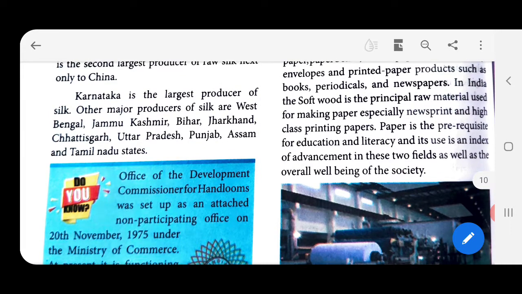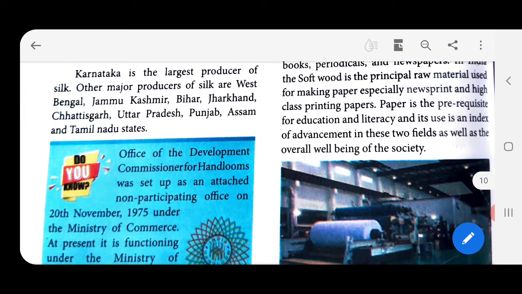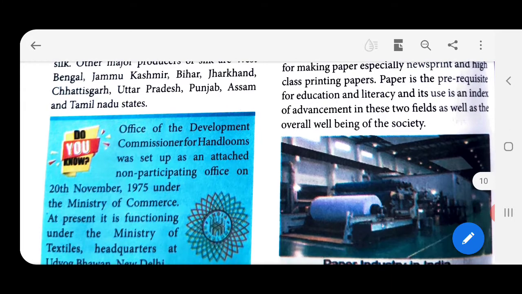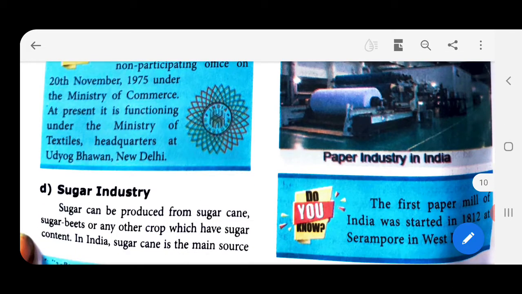Paper. And literacy, and its use is an index of advancement in these two fields as well as the overall well-being of the society. So, once education, literacy, all that develops, it shows the index, that is the growing level of these two fields, education and literacy.